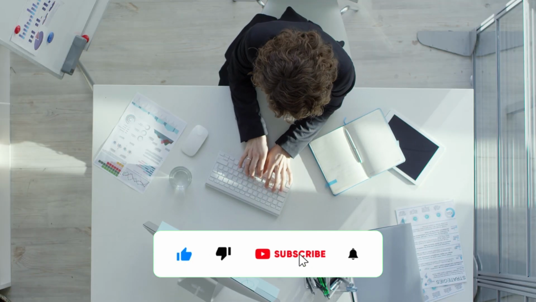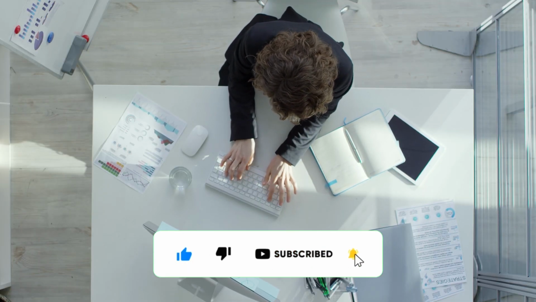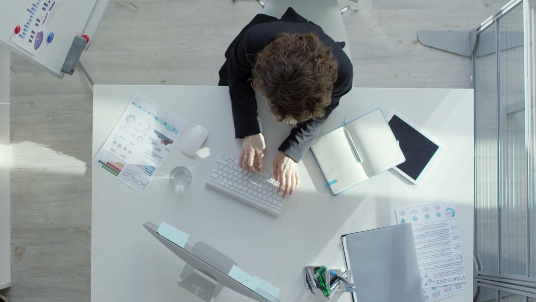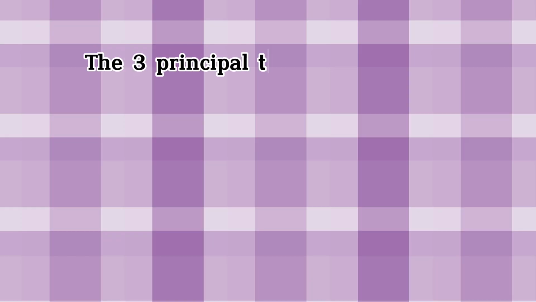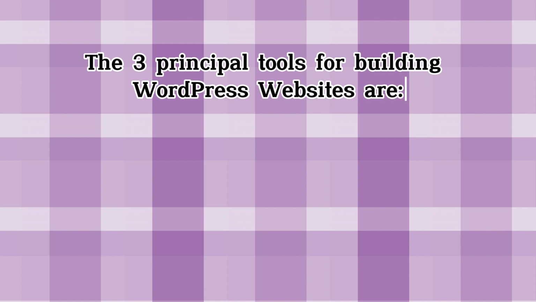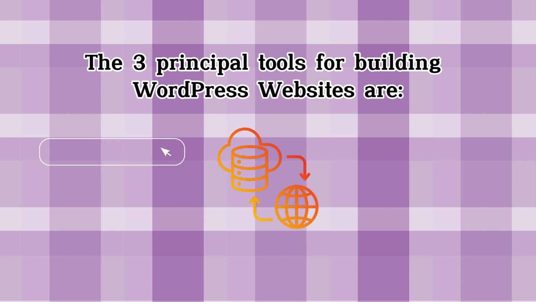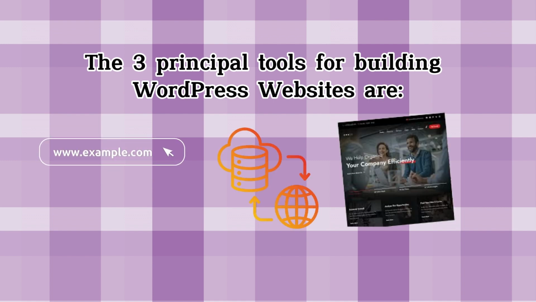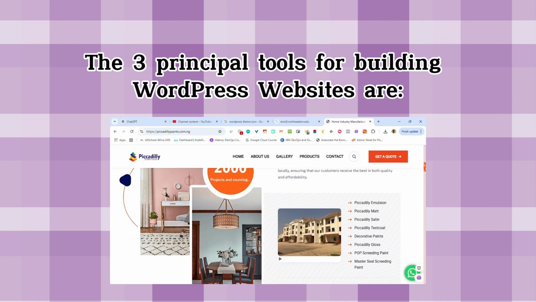In this lesson, we are diving into the 3 foundational elements of building any WordPress website. The 3 principal tools for building WordPress websites are domains, hosting, and themes. By the end of this lecture, you will understand how these 3 work together to bring your website to life.